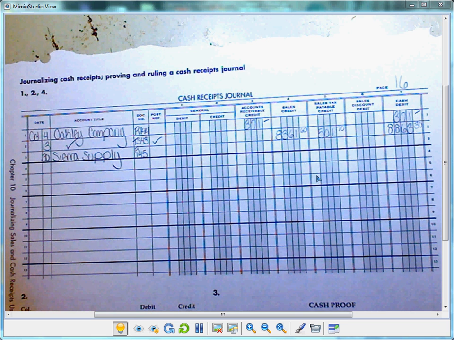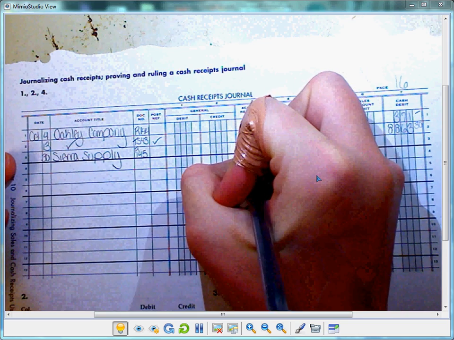And our $5,989. Are we going to put that anywhere? Where do we think we might put that? Accounts receivable credit. So $5,989.